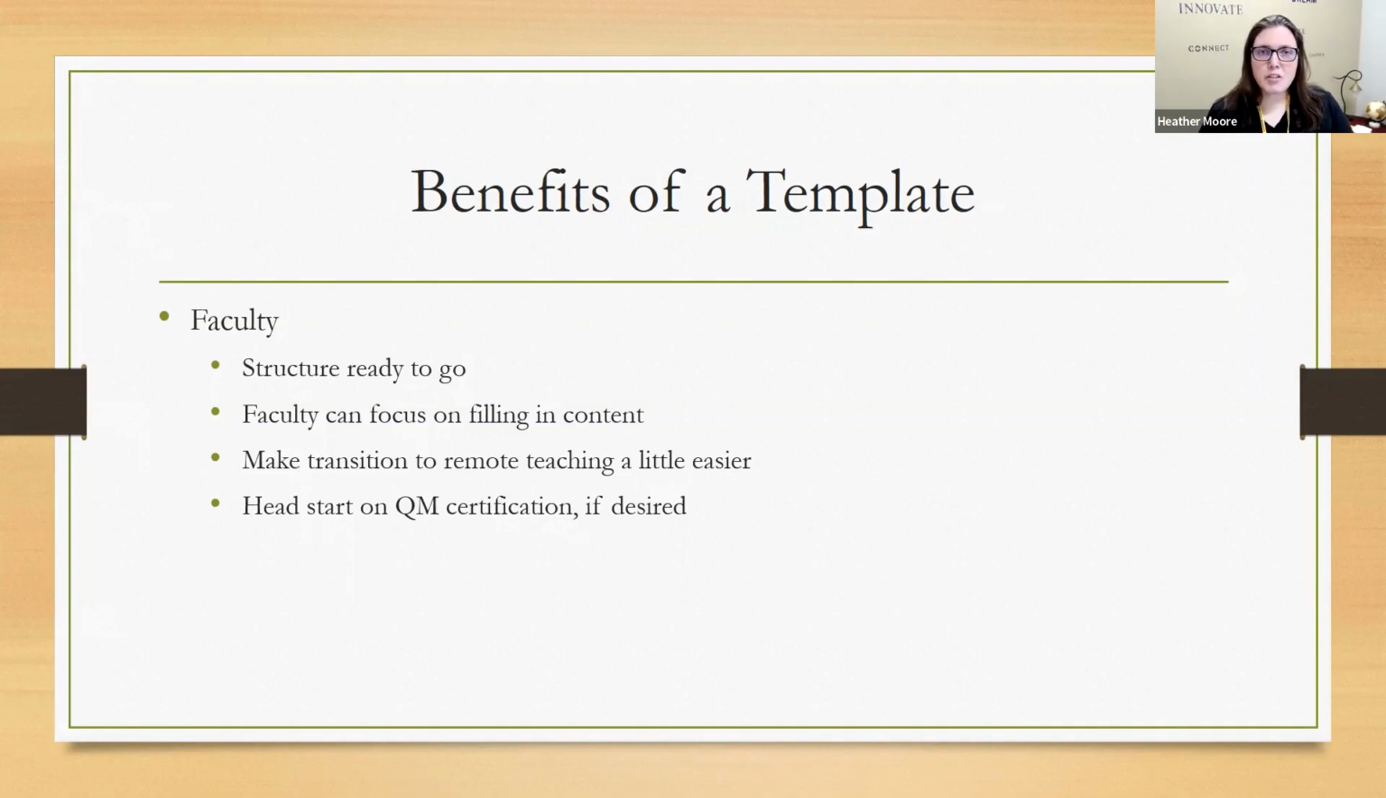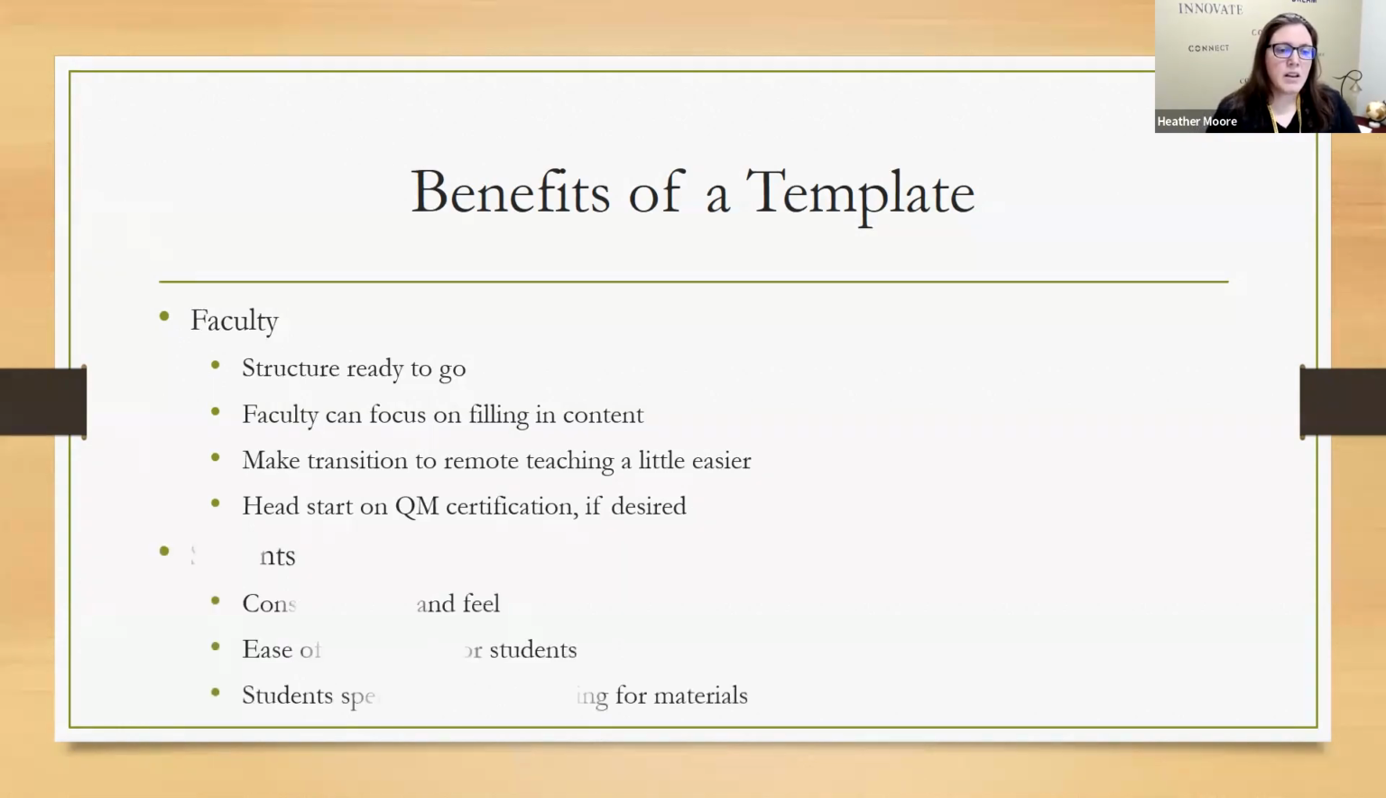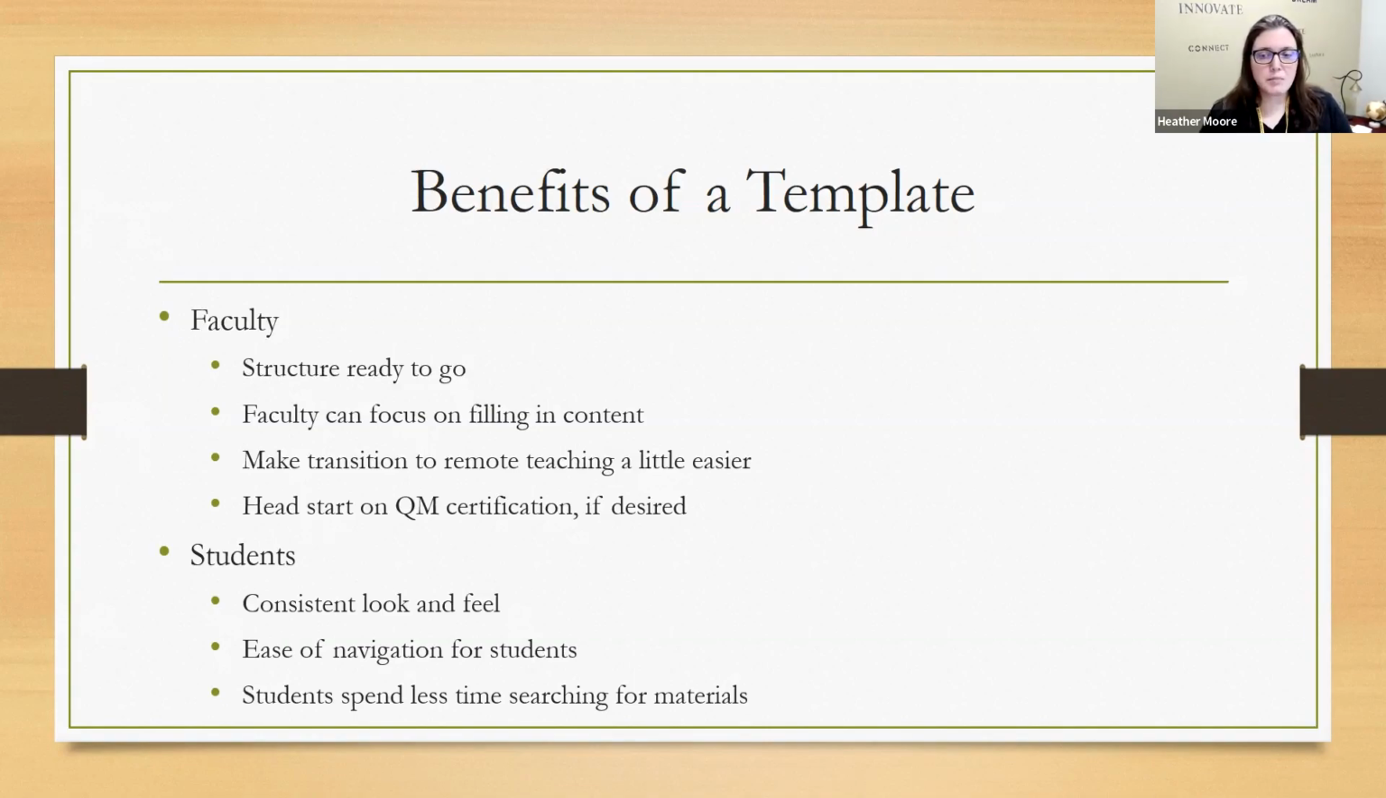And I mentioned earlier that Quality Matters certifies courses. So the benefit of using our template based on the QM rubric is that you've got a huge head start on that QM certification. Templates benefit students as well. They give courses a consistent look and feel, which makes them easier to navigate. So students aren't spending all their time searching for materials. Instead, they can focus on getting started with course content and completing that.